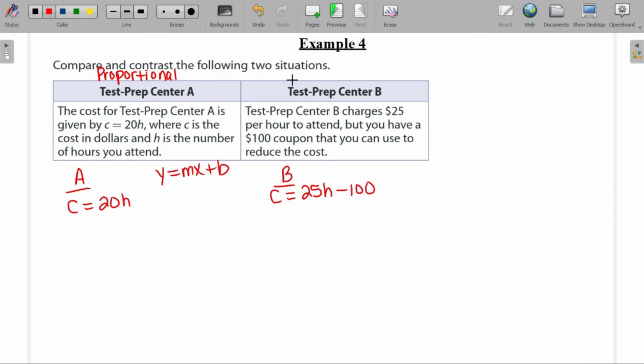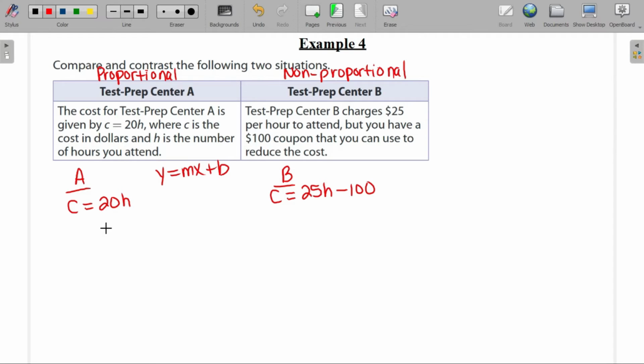However, it is going to be non-proportional because the graph of this line is not going to go through the origin. It's going to cross the y-axis at negative 100. So this is going to be non-proportional. So comparing them, they're both linear equations, but contrasting them, they're different in that test center A is going to be proportional, whereas test center B is going to be a non-proportional linear equation.